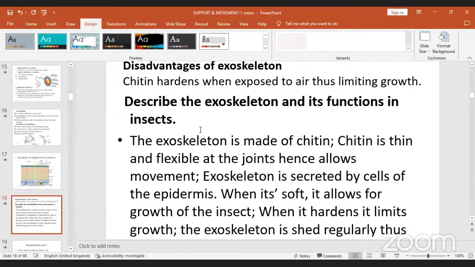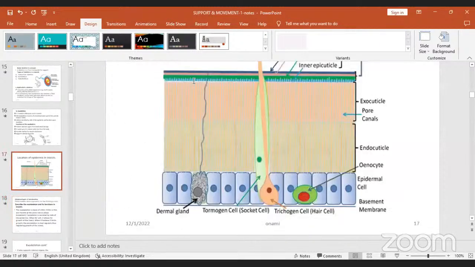So you should be able to know. For example, if you are asked that question, what are some of the responses you are likely to give? How the exoskeleton is adapted to its functions. I want to get from you. I want to see hands in the air. No hands.